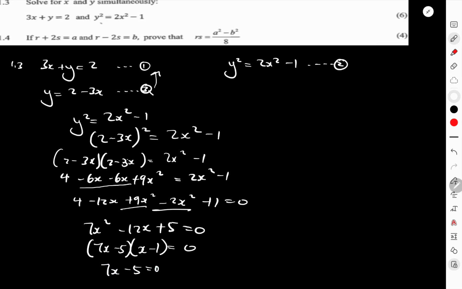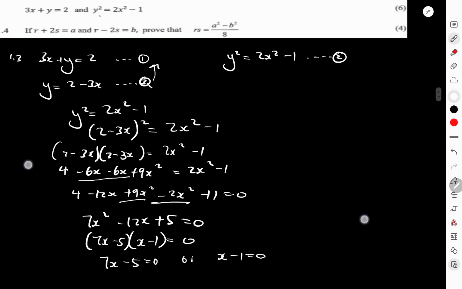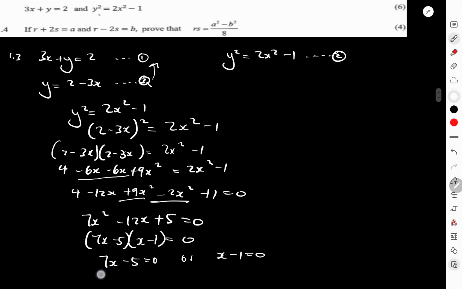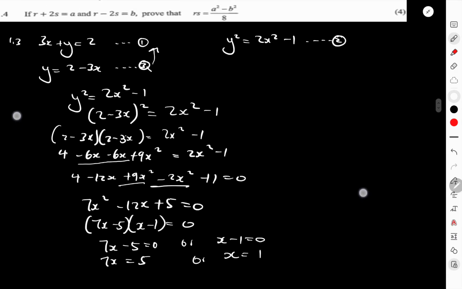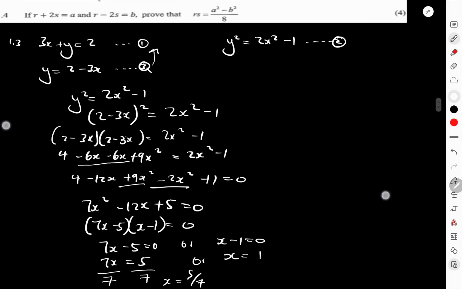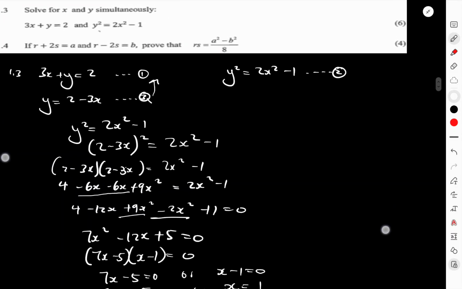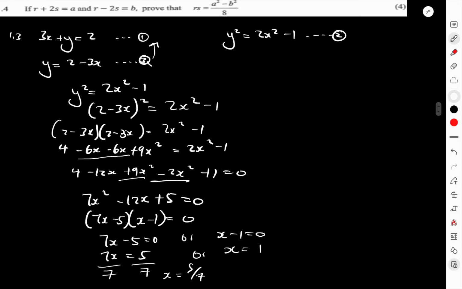Now, after doing that, I'm going to have 7x minus 5 equals 0, or x minus 1 equals 0. I'm looking for the value of x, right? Therefore, I'm going to have 7x equal to positive 5, or x equal to positive 1. So here, I'm required to divide both sides by 7. Therefore, x equals 5 over 7. Now, I only got the value of x, meaning I should also find the value of y. So let us take these numbers that are here: x equals 5 over 7, or x equals positive 1.